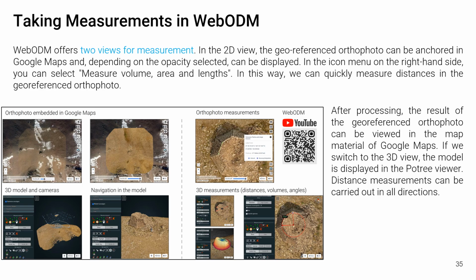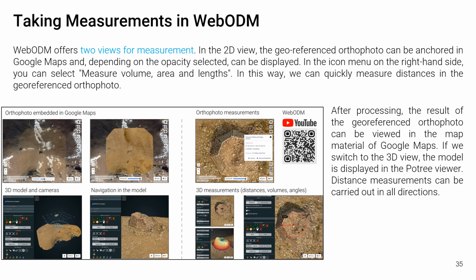Below, if we switch to the 3D view, the model is displayed in the viewer. On the left, we see the 3D model with the calculated camera positions and orientations. We can see here that a faulty connected component has been created in the model above the structure. To the right, we can see that navigation in the 3D model allows, among other things, zooming in and adjusting the camera orientation. On the right, we see three measurement examples.